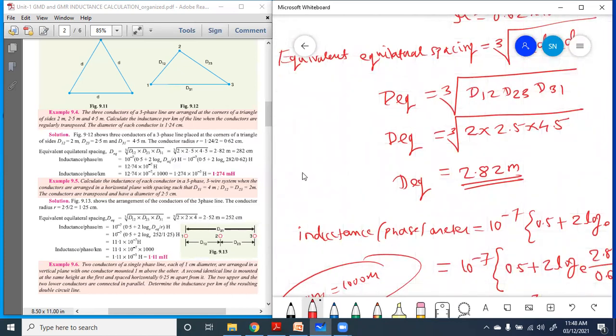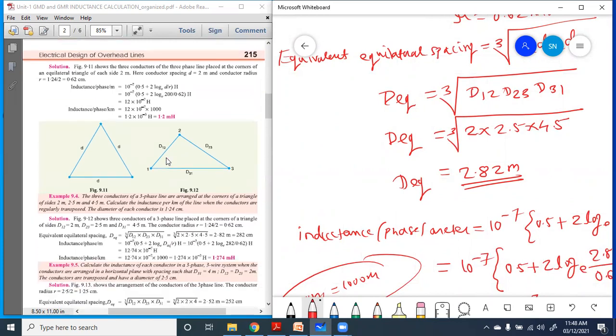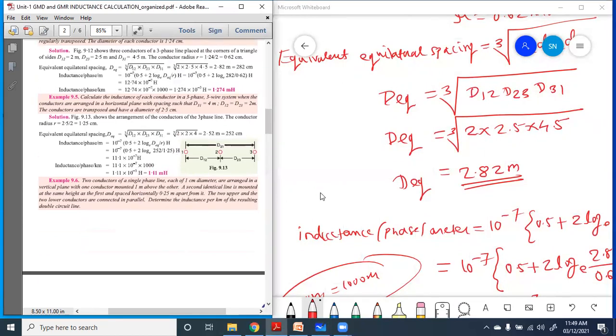In the previous case, the conductors were at the corners of a triangle, meaning a symmetrical line. At that time we only needed to put the distance d upon r. But for an unsymmetrical or transposed line, we need to calculate the equivalent equilateral spacing and put it into the formula. In place of d, put D equivalent, that is the cube root of d1 d2 d3 distances, for the three-phase unsymmetrical transposed line. Now, the next numerical.